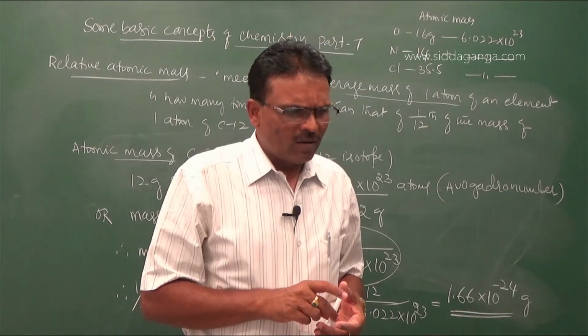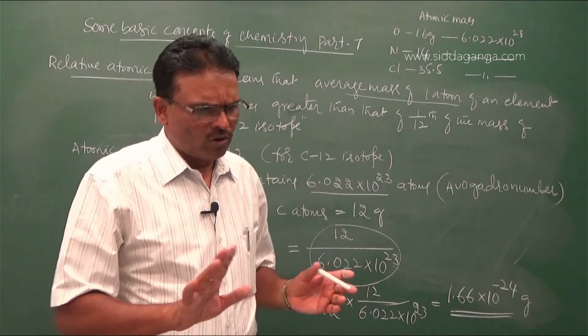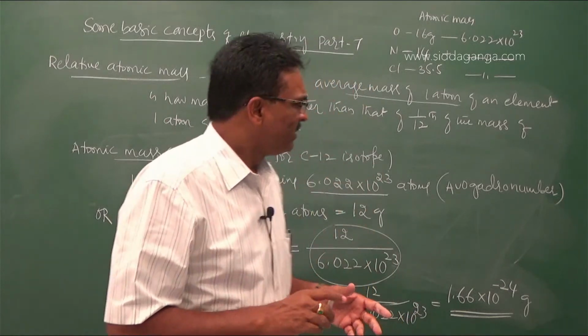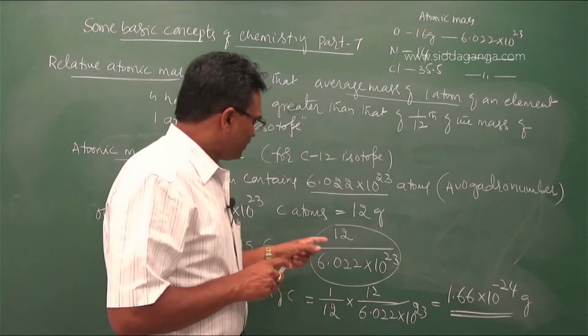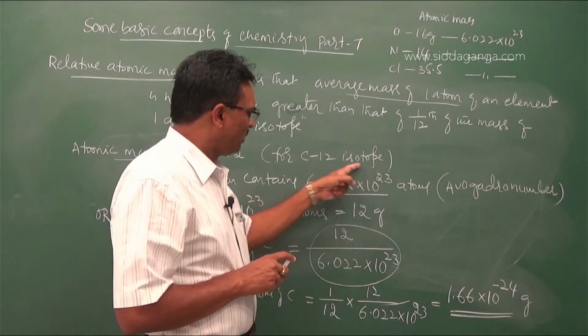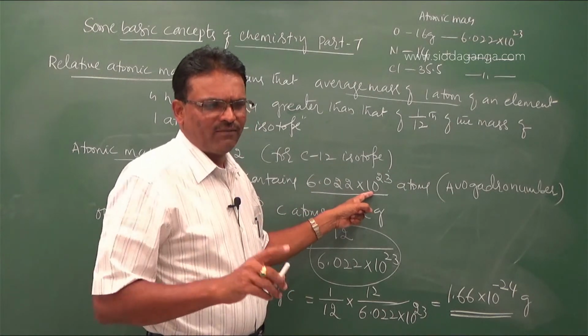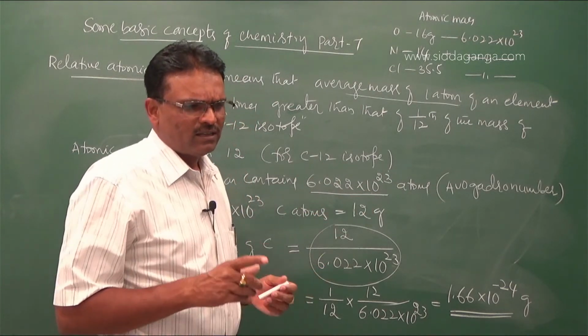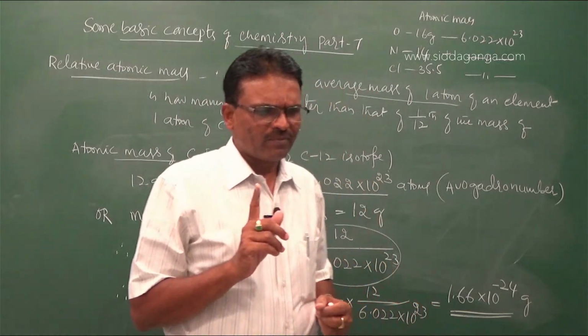Shifnash, Avogadro number means infinity number? No, not the infinity number. It has a definite value, 6.022 into 10 power 23. Not the infinity. Clear?